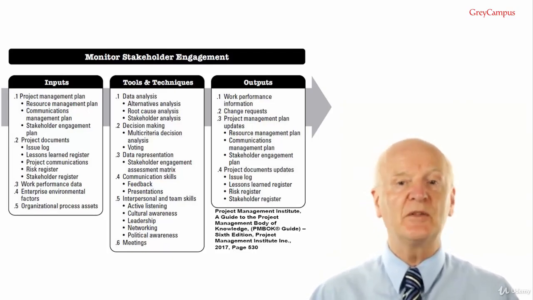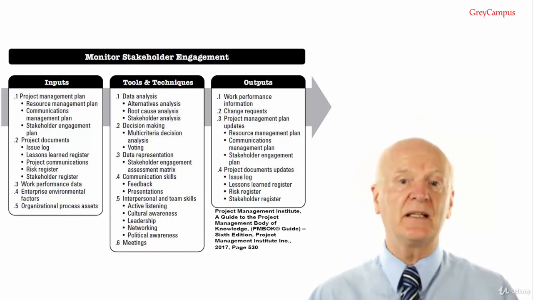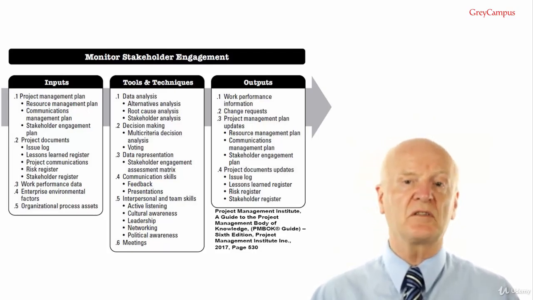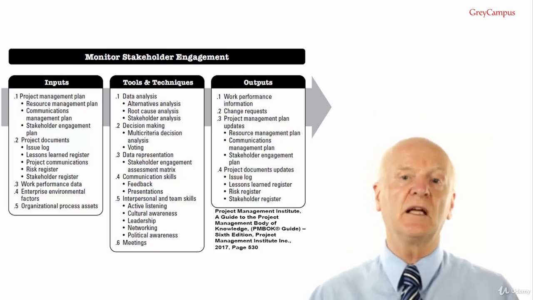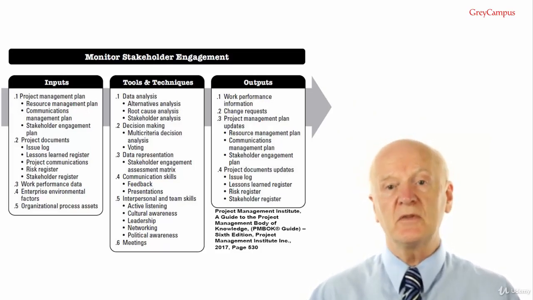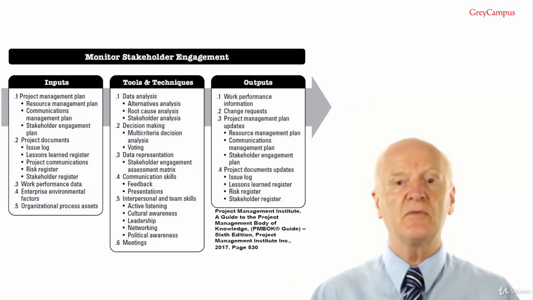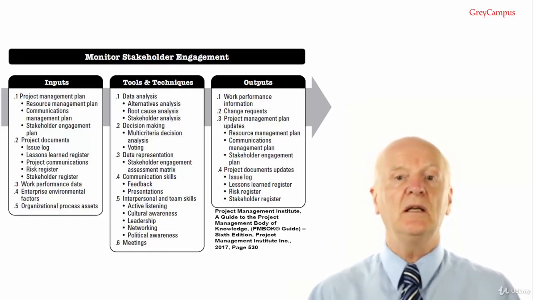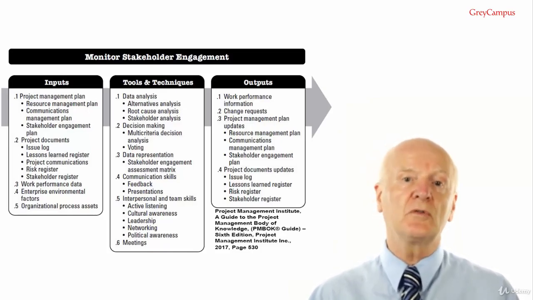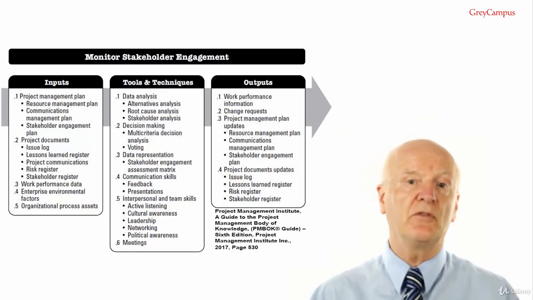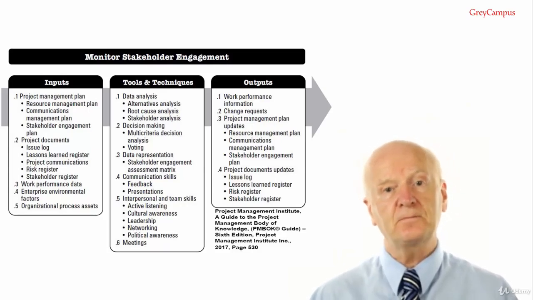Input number 4, enterprise environmental factors. The enterprise environmental factors that can influence the monitor stakeholder engagement process would include organizational culture, political climate, and governance framework. The personnel administration policies, stakeholder risk thresholds, established communication channels, global, regional or local trends, practices or habits, and geographical distribution of facilities and resources.